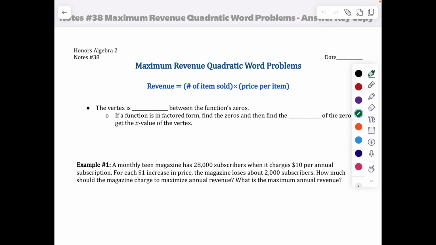Okay, so we're going to be talking about maximum revenue quadratic word problems. So the most important thing to know is the revenue is going to be equal to the number of items sold times the price per item.